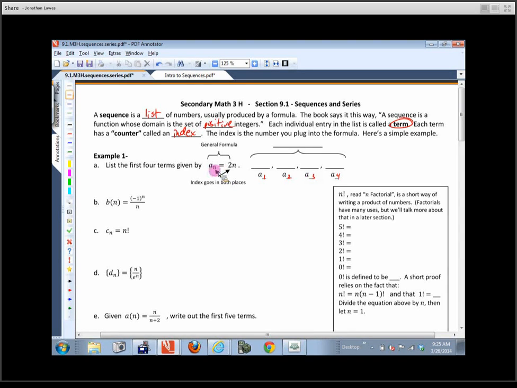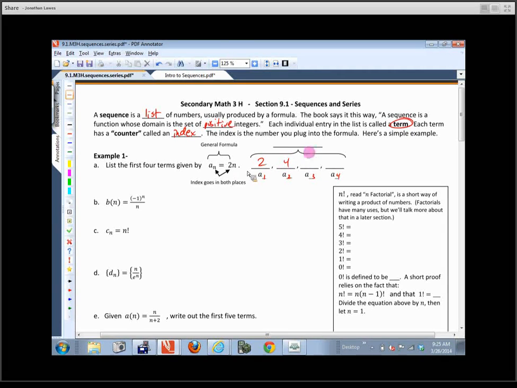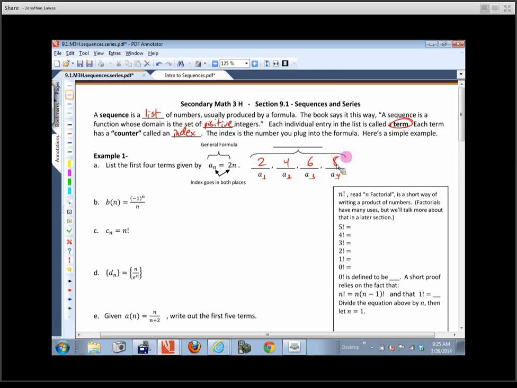So if I plug a 1 in here, I put a 1 right there. Notice that that index goes in both places. It's the counter for the term you're on, and it's the number you plug into the formula to produce the term. So what's the first term? 2. What's the second term? 4. Plug in a 3, you get a 6. Plug in a 4, you get an 8, and so forth. Okay? So this is a general formula, or an nth term formula we call it sometimes, and this is what we call expanded form.